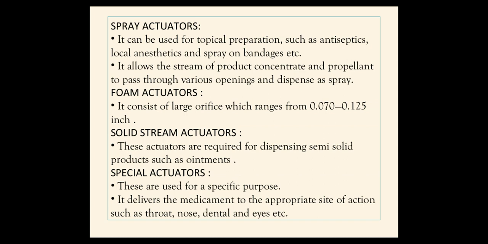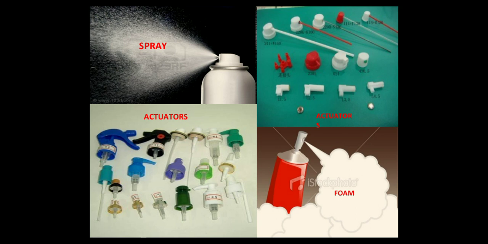The foam actuator consists of a large orifice compared to the spray, which ranges from 0.070 to 0.125 inch. Solid stream actuators are required for dispensing semi-solid products such as ointments. Special actuators are used for specific purposes. They deliver medicament to the appropriate site of action such as throat, nose, dental and eyes, etc. Here are examples or figures of the various actuators like spray actuators, different types of actuators and foam actuators.